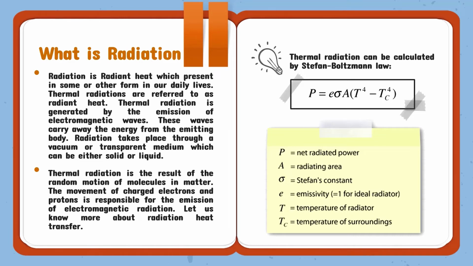As for the equation, thermal radiation can be calculated by the Stefan-Boltzmann law, where P is the net radiated power, A is the radiating area, sigma is the Stefan constant, e is the emissivity, which is 1 for an ideal radiator, T is the temperature of the radiator, and lastly, Tc is the temperature of the surroundings.